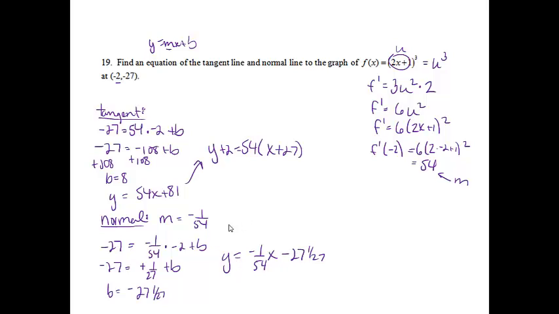Okay, without doing all that work, I could have also put my answer in point slope form, which would have been y plus 2 equals negative 1 over 54 times the quantity x plus, well, I have those backwards. It should be plus 27, and this should be plus 2. So same thing on this one. There we go. And that would do it.